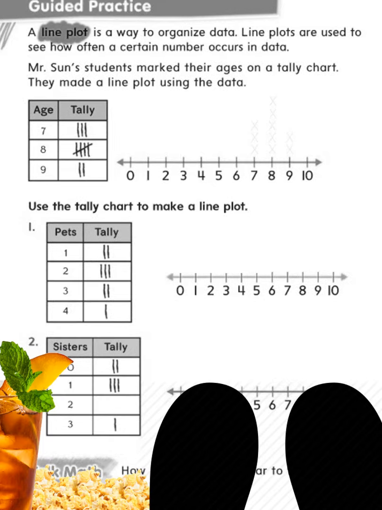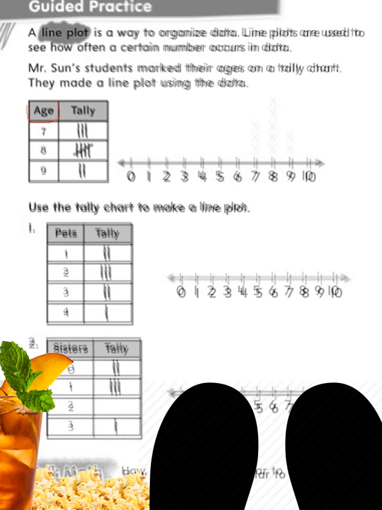All right, so now we're looking at page 568. Oh, I remember reading this. At the top, a line plot is a way to organize data. Line plots are used to see how often a certain number occurs in data. Mr. Sun's students marked their ages on a tally chart. They made a line plot using the data. Well, let's take a look.